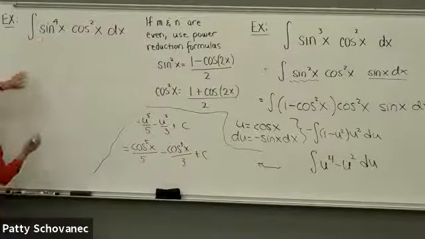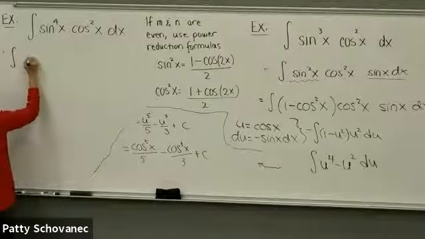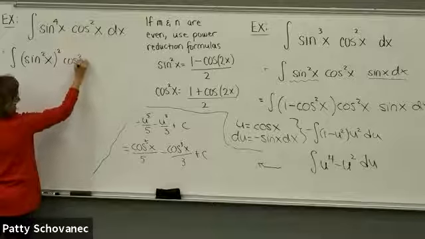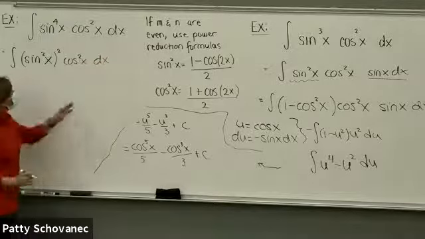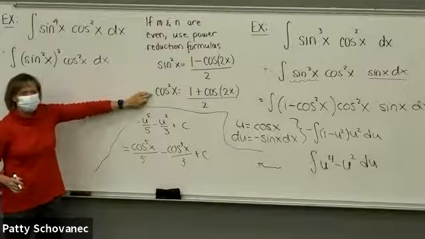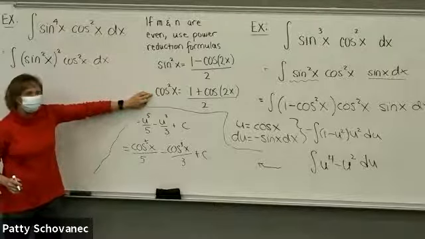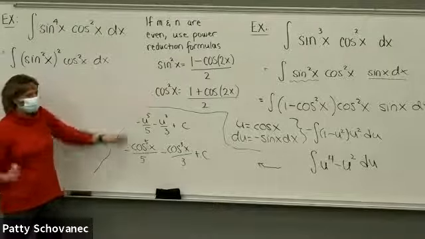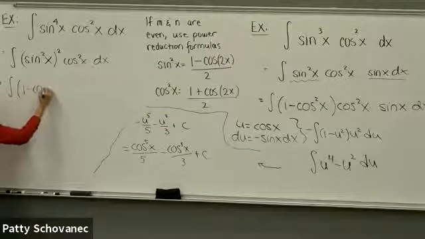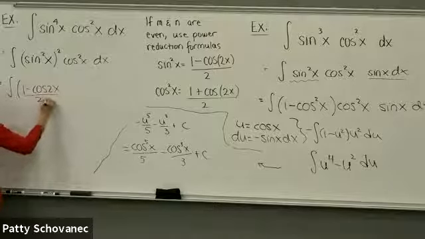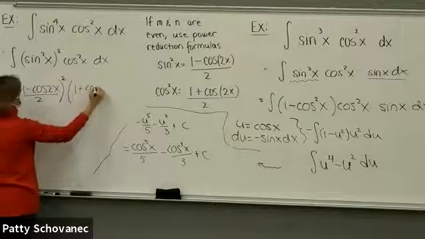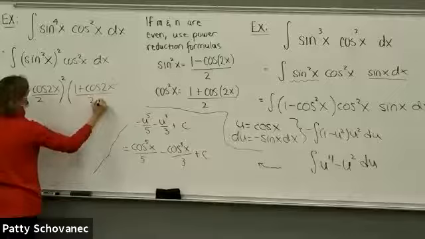So instead, I'm going to think of this as being a sine squared squared, and where I have the sine squared, I'm going to put in 1 minus cosine of 2x over 2. And where I have the cosine squared, I put in 1 plus cosine 2x over 2. Replace them both. So the first one would be squared. And the second one is just 1 plus cosine 2x over 2.